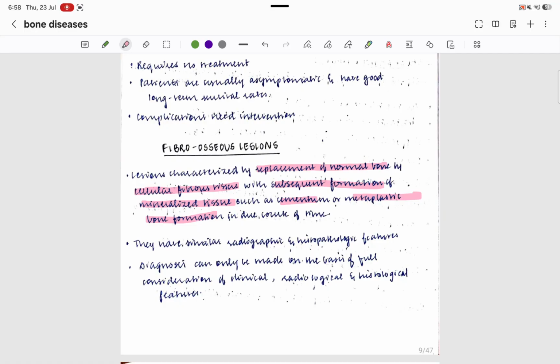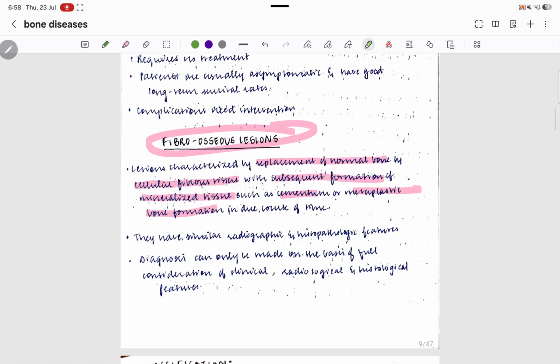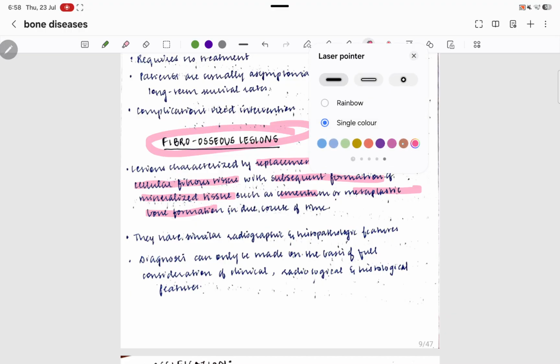So today is a new topic, new discussion, and a new 10 marker. Today we're going to deal with fibro-osseous lesions. This comes under the chapter bone, and we are going to read an important 10 marker, that is fibro-osseous lesion. So let's see what this has to tell us, and let us begin with the chapter.